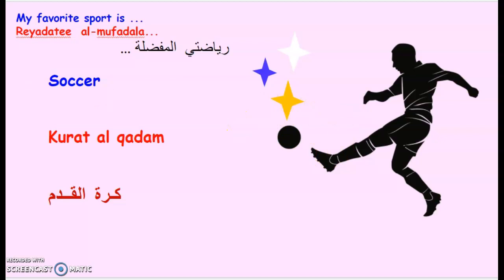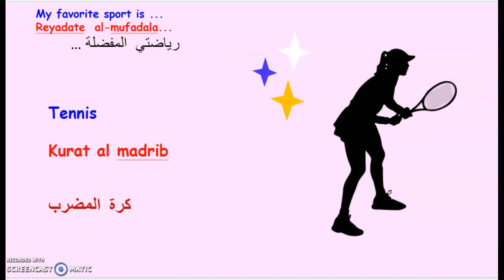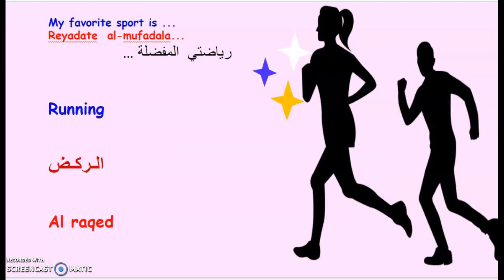The second type of sport is Kurat al-Salla, basketball. Riyadati al-Mufaddala, Kurat al-Salla. My favorite sport is basketball. Then I have tennis, which is Kurat al-Madrib. Riyadati al-Mufaddala, Kurat al-Madrib. All right. So after these three sports, we're going to look at Al-Rakad, running.